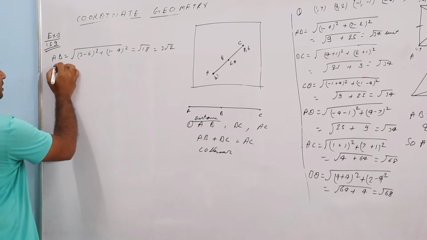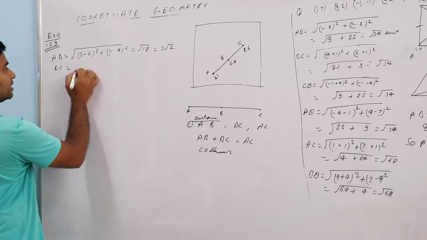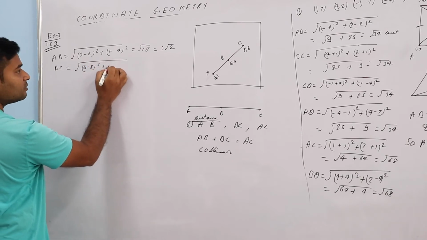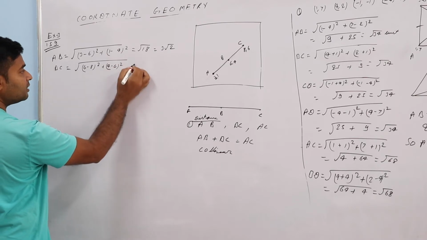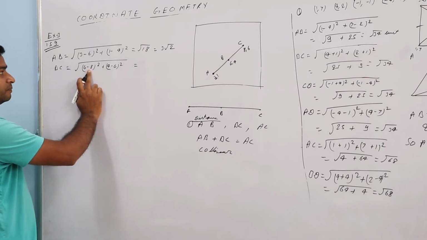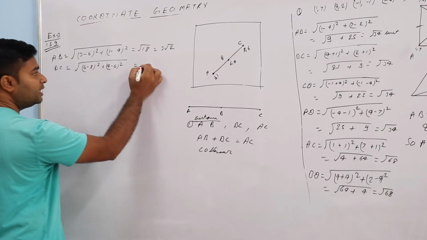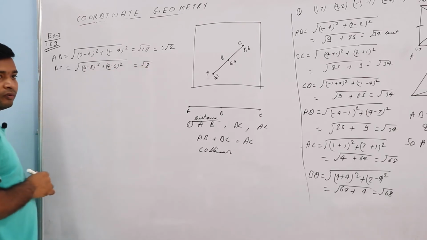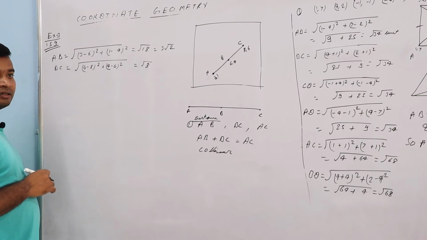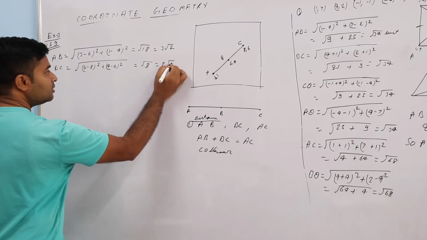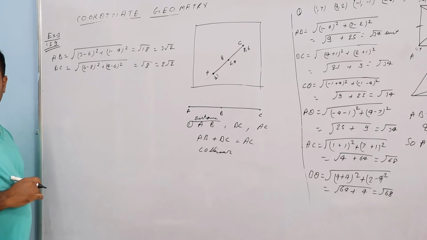Next find BC. That means 6 minus 8 whole square plus 4 minus 6 whole square. This is 2, means 4. This is also 2, means 4. So root over 8. How can we write it? 2 into 2 into 2. Root over 8 is 2 into 2 into 2, means 2 root 2. Getting?